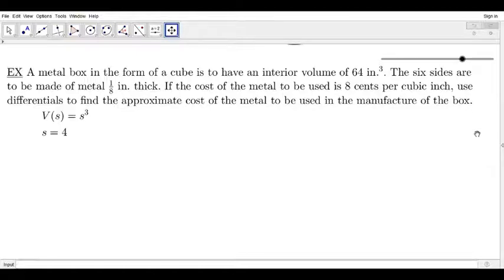So first, let's estimate the volume of just the box itself. Specifically, we need just the casing itself, excluding the hollow air in the interior of the box. The volume of the metal casing is the difference of the volumes of two cubes. The smaller cube has volume 64 cubic inches, so the side length is 4, since the volume V of s is s cubed. The larger cube extends all the way to the outer lining of the metal casing, with side length larger than 4. But by how much?